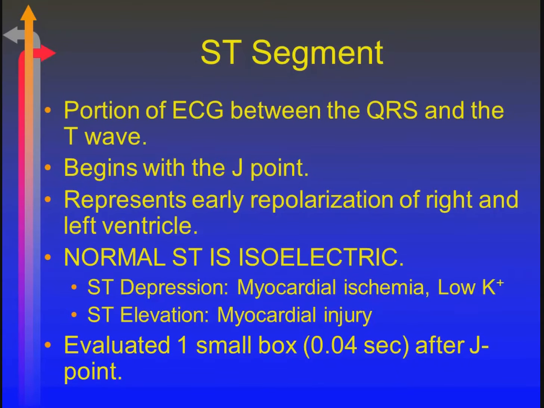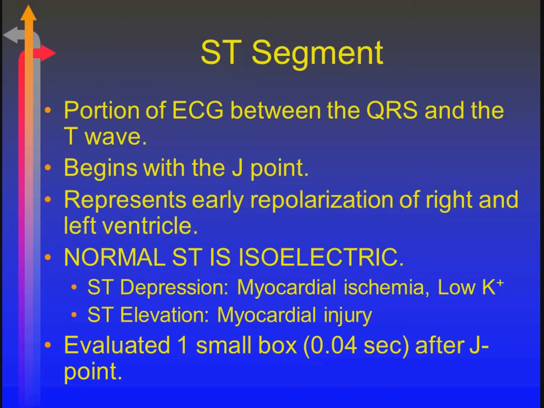Then we have the ST segment. That's the portion between the QRS and the T wave. The end of the QRS complex we're going to call the J point. This is the repolarization period of the right and left ventricle. It's normally isoelectric. When the ST is lower than where the QRS ends, we're going to say that it is depressed. If it's higher, it's elevated. ST depression is indicative of ischemia. ST elevation is indicative of injury.